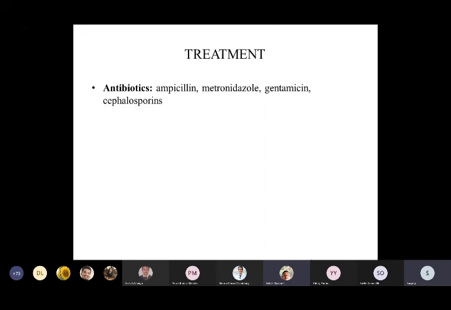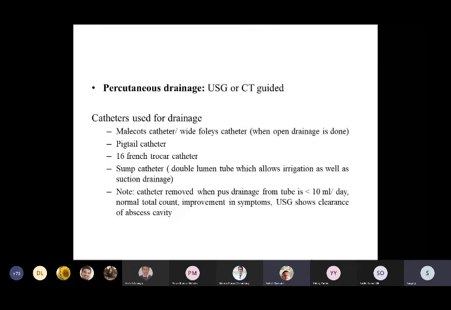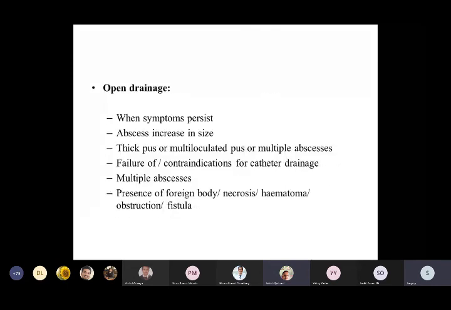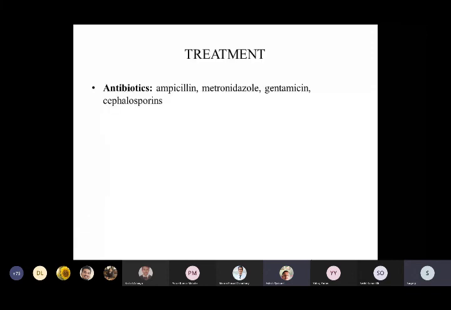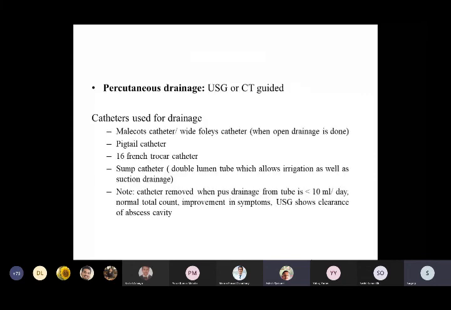The treatment is antibiotics, percutaneous drainage, or open drainage. Antibiotics usually used are ampicillin, metronidazole, gentamicin, and cephalosporin. Percutaneous drainage is either USG or CT guided, and catheters used for drainage are Malecot catheter, wide Foley's catheter when open drainage is done, pigtail catheter, 16 French Ryle's tube, and Sump catheter.